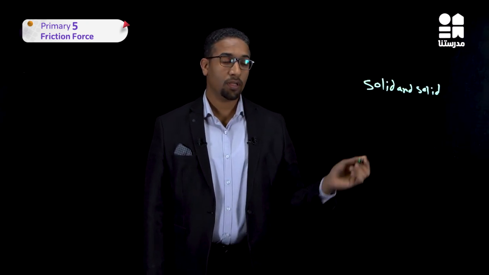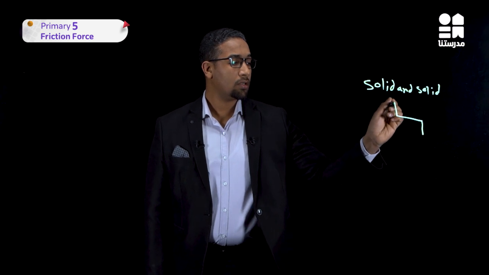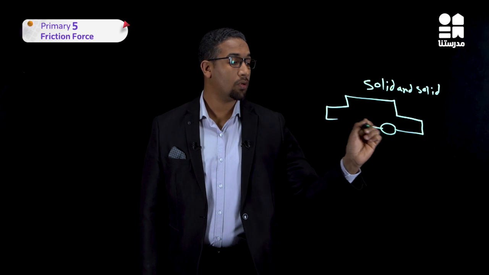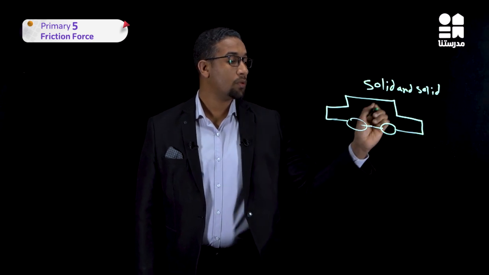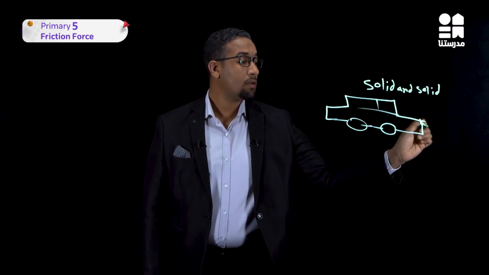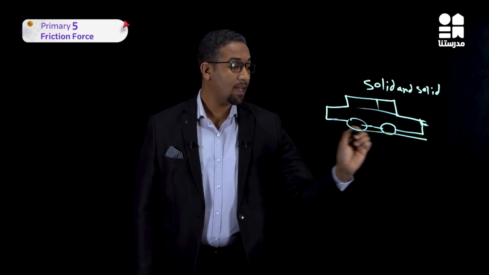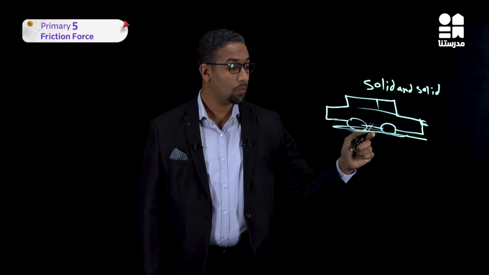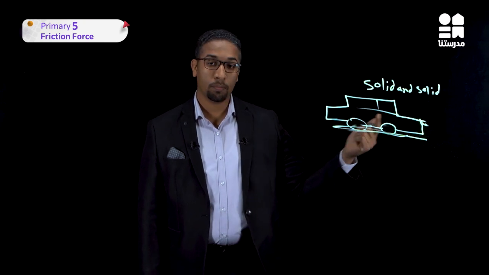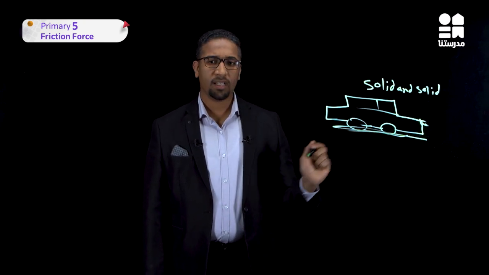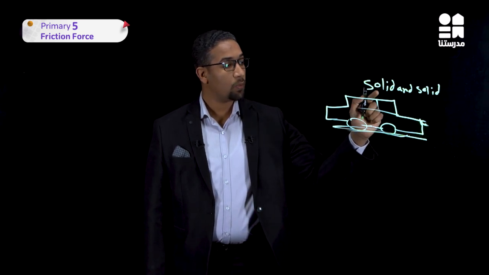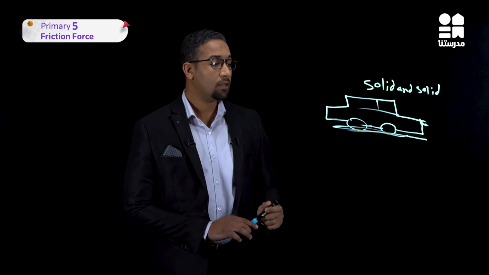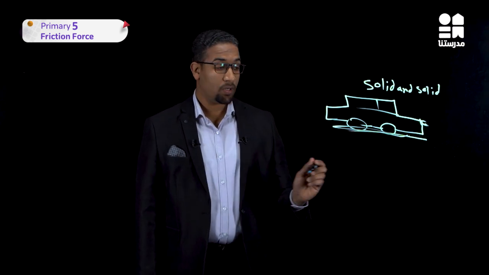So solid and solid, like what? Like a car that is moving on a ground or on a road. So the friction between the car tires and the ground or the road, it is solid and solid. Both of them are solid. الاتنين يعتبروا solid. فده friction between solid and solid. The next one, friction between solid and air.